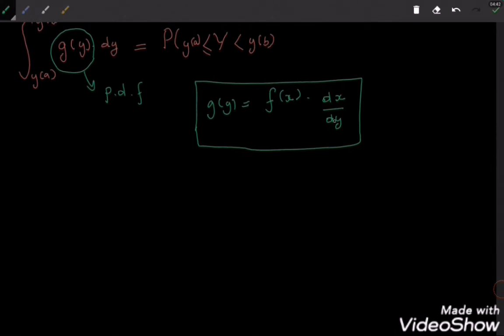So my goal is to get y in terms of x, because this is the mapping function I'm looking for. So d of y is going to be equal to f of x divided by g of y multiplied by d of x. Remember, g of y is a constant.